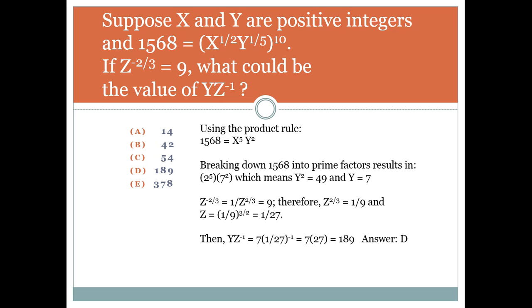As a result, z to the negative 1 would be the reciprocal of 1 over 27, which is 27. And 27 multiplied by y, which we found earlier to be a 7, is 189. Answer D.